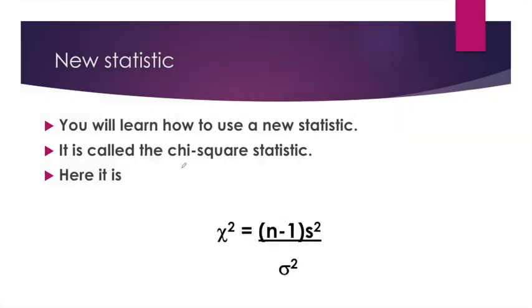So here's our new statistic. This is called a chi-square statistic. Here it is. So chi-squared is our sample size minus 1 times our sample standard deviation squared over our population standard deviation squared. And we're going to be talking more about how to use a chi-square statistic in later chapters as well. So I just wanted us to have a first chance to take a look at it towards the end of chapter 7.